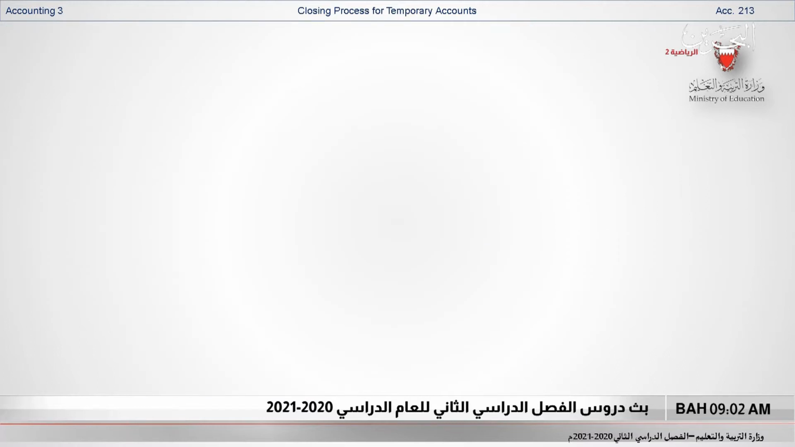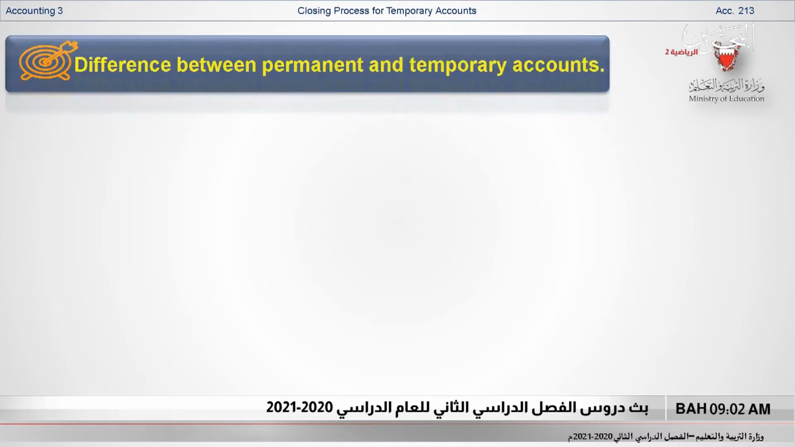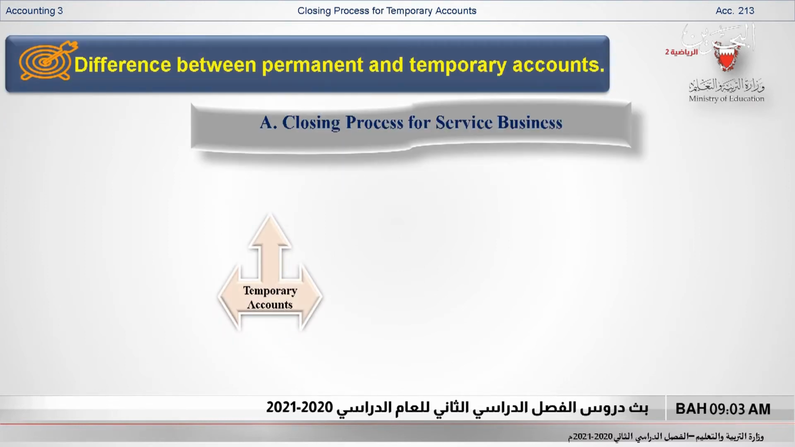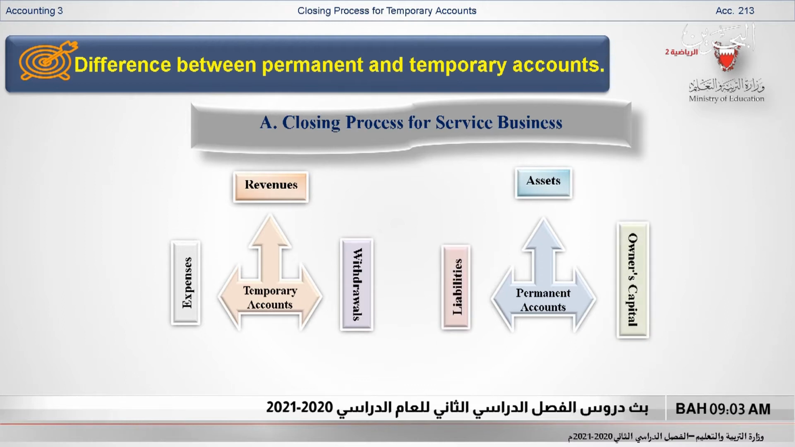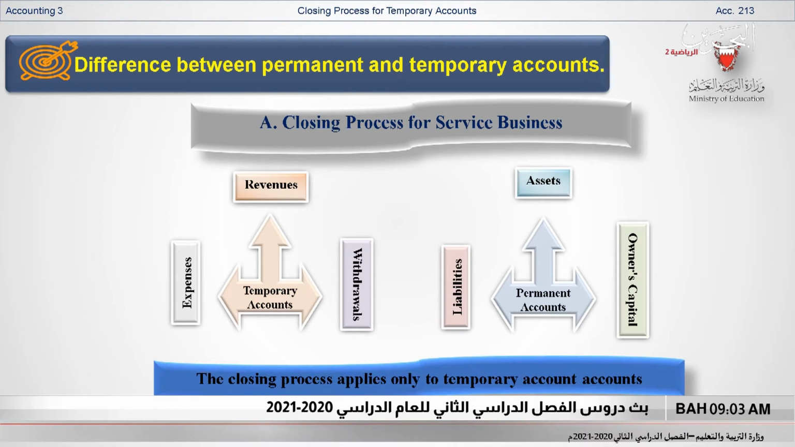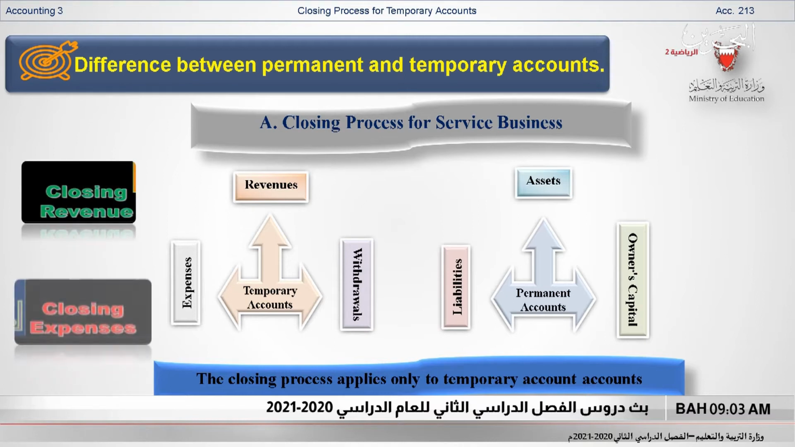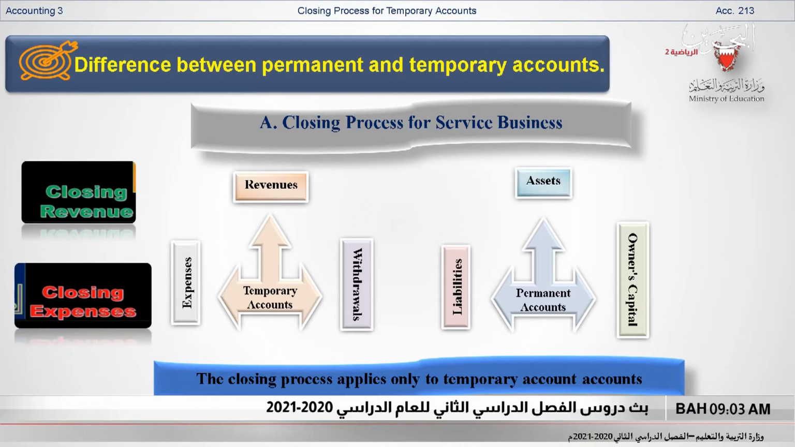Dear students, as we discussed in the previous slides, examples of temporary accounts are revenues, expenses, and withdrawals. And examples of permanent accounts are assets, liabilities, and owner's capital. Always remember, the closing process applies only for temporary accounts and not for permanent accounts.